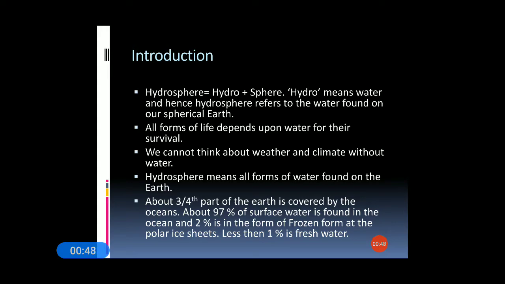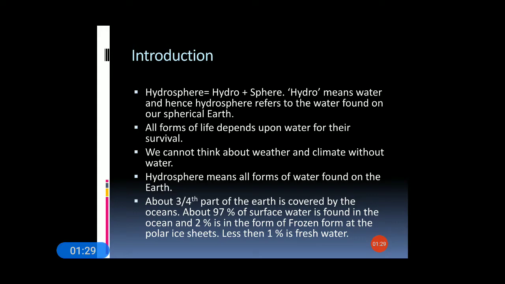So generally, hydrosphere is a combination of two words, hydro plus sphere. Hydro means water and sphere means spherical. It represents the spherical earth. So it means water found on the spherical earth. All forms of life on the earth directly or indirectly depend on water for their survival. So we cannot think of any kind of weather and climate change without water. Water plays a very important role in changing the weather and climatic pattern throughout the world.